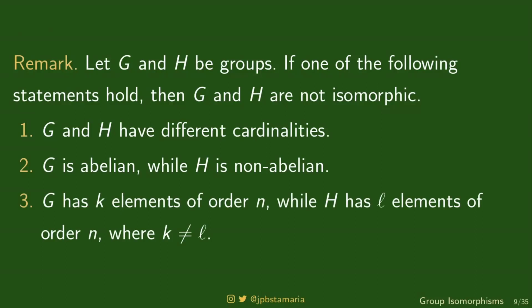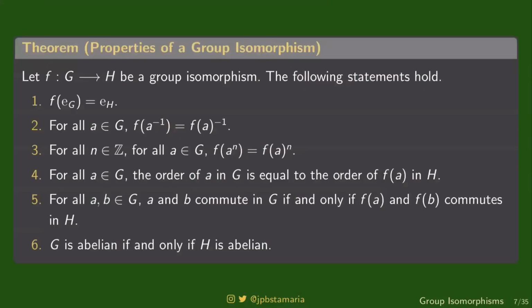G has K elements of order N, while H has L elements of order N, where K is different from L. Ano yung sinasabi nito? Naalala niyo yung property? If A has an element of order N, dapat yung image niya, another element of order N. Because F is a bijection, ibig sabihin, kung may 10 elements of order N sa G, dapat meron ding 10 elements of order N sa H.